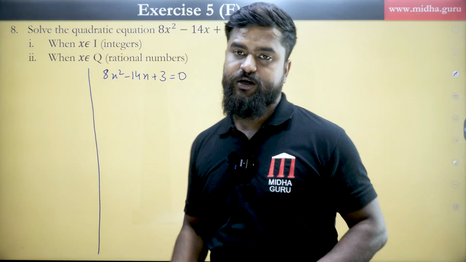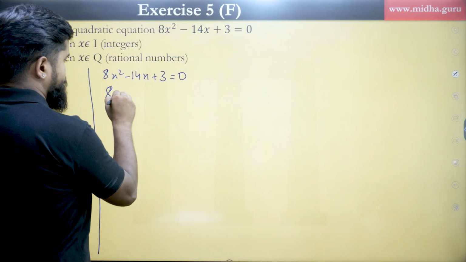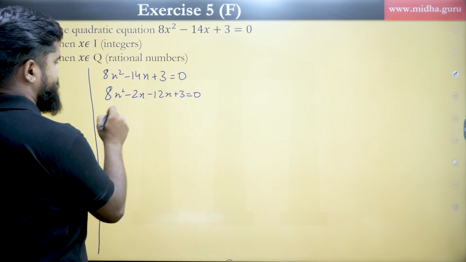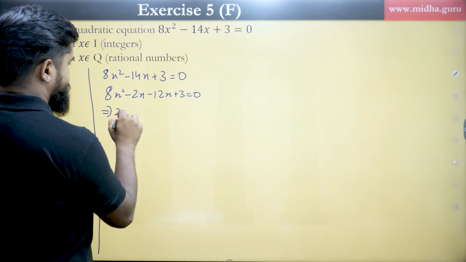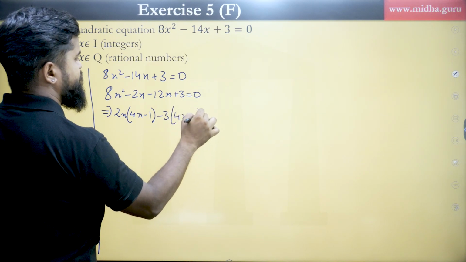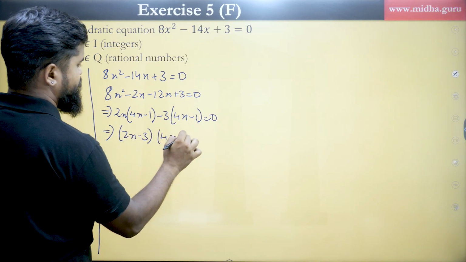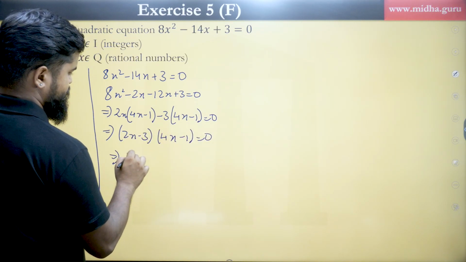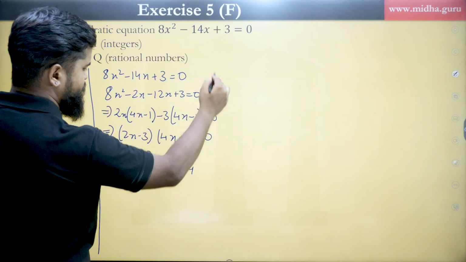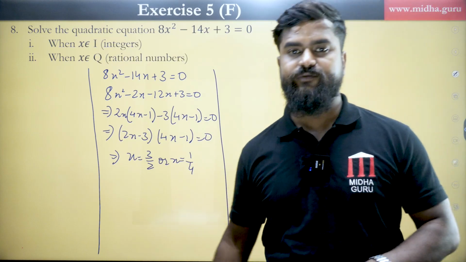So now we can split minus 14 such that the product gives us positive 24. So we'll write 8x square minus 2x minus 12x plus 3 is equal to 0. As multiplying them, we get positive 24. So here we'll take 2x as common, we get 4x minus 1. Here we take minus 3 as common, again we get 4x minus 1. So 2x minus 3 into 4x minus 1 is equal to 0. So x is either equal to 3 by 2 or x is equal to 1 by 4. These are the values of x, that is the variable in the quadratic equation.